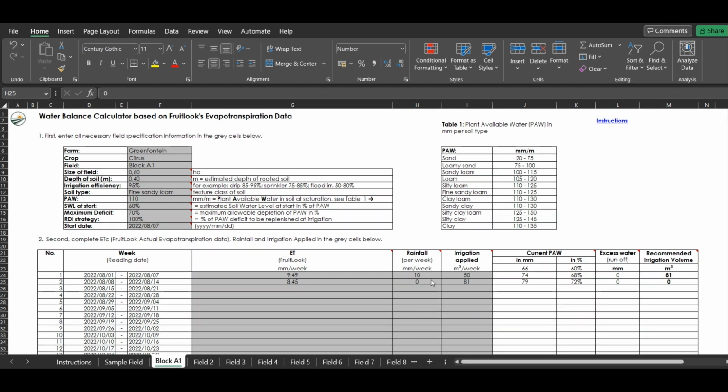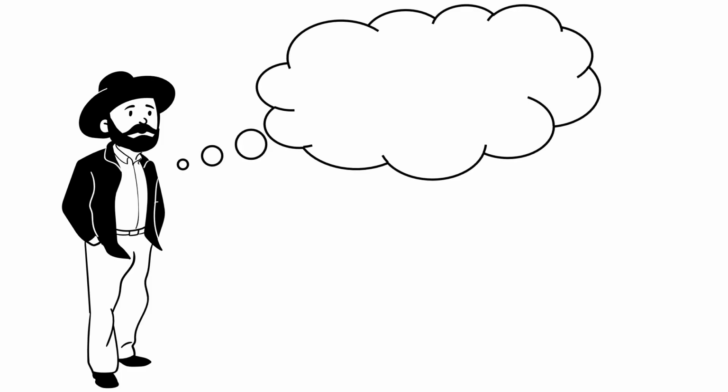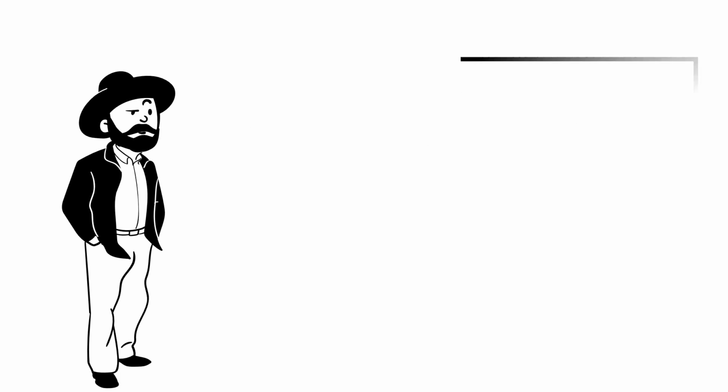However, if a sudden heavy rainfall event did occur and pushed the plant available water to 100% and beyond the soil's water-holding capacity, the excess water would have run off. The same will happen if too much irrigation water was applied. The water balance calculator is thus a great tool to keep track of soil water available to your crops and help you understand where a deficit will occur.